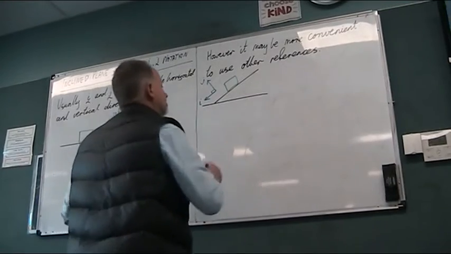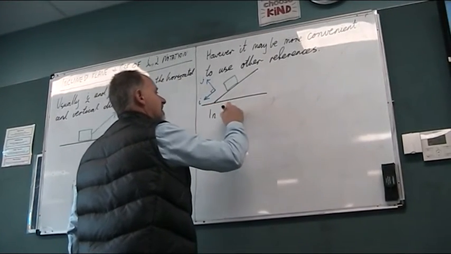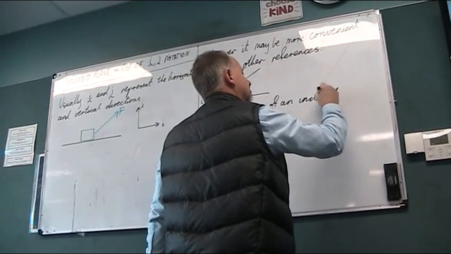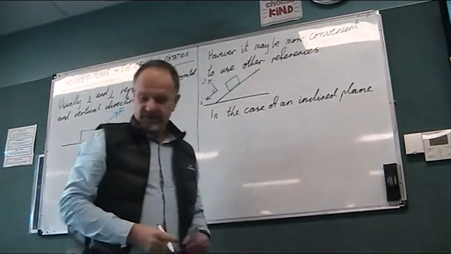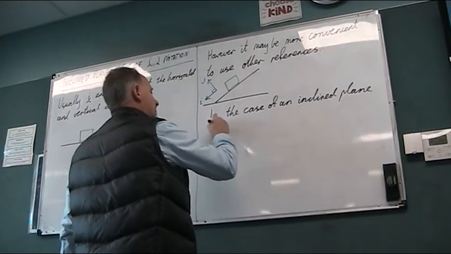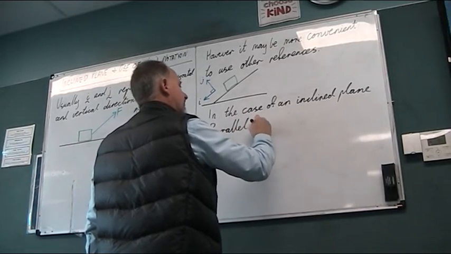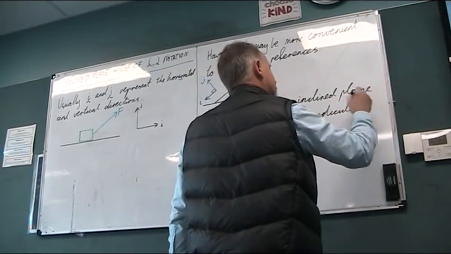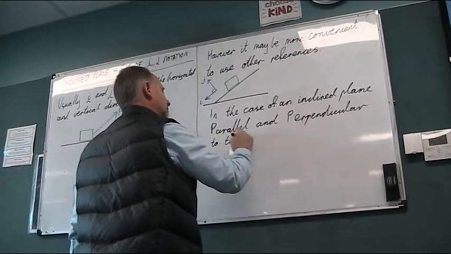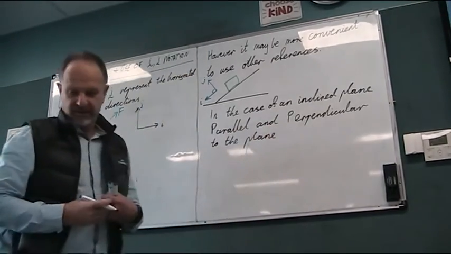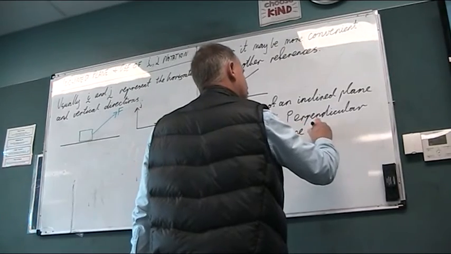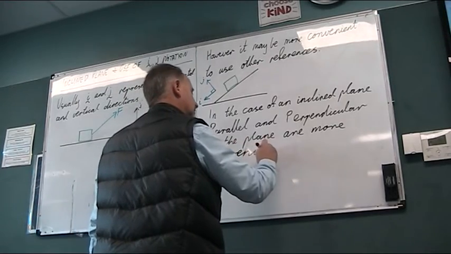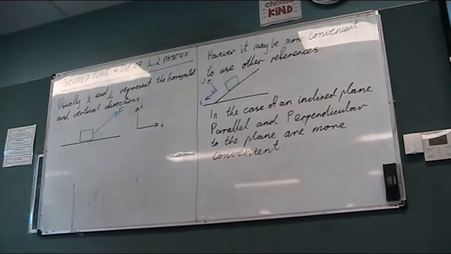Alright, so in the case of an inclined plane, parallel and perpendicular to the plane are more convenient. There we go. All right.